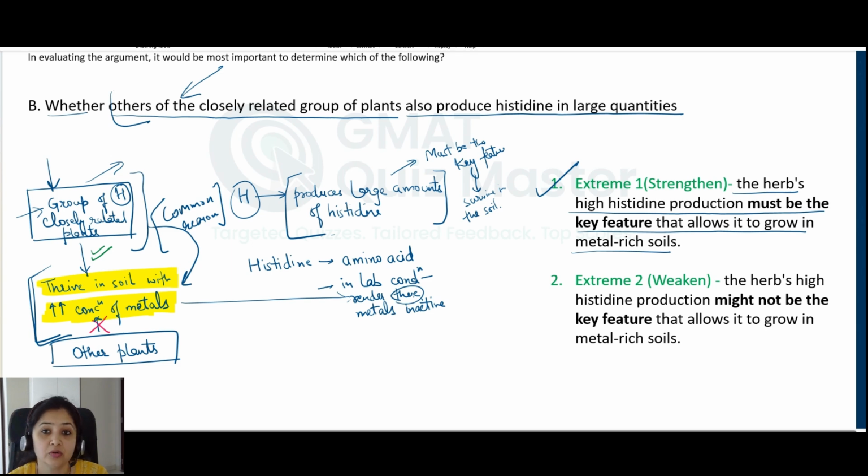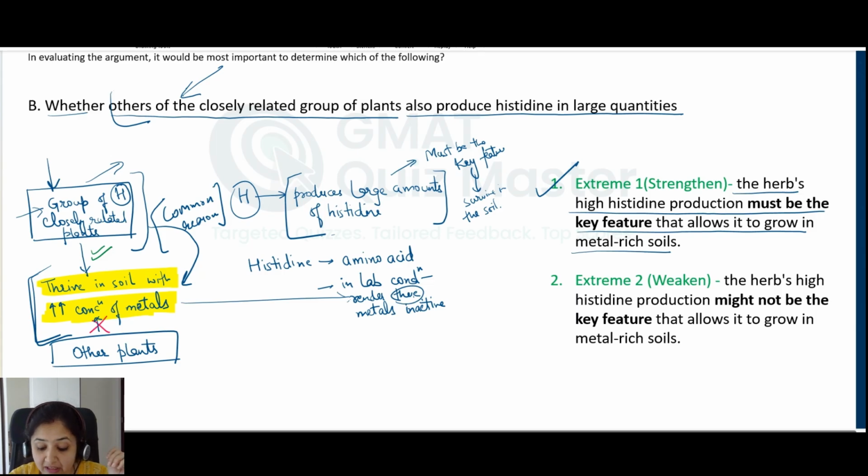It just makes you believe more in the conclusion that, okay, this entire group, which has this common characteristic that no other plant has, also has another feature: they all produce high histidine, and this histidine is known to render the metals ineffective in lab conditions. Then it is possible that this high histidine production is the reason why they can survive in the soil.